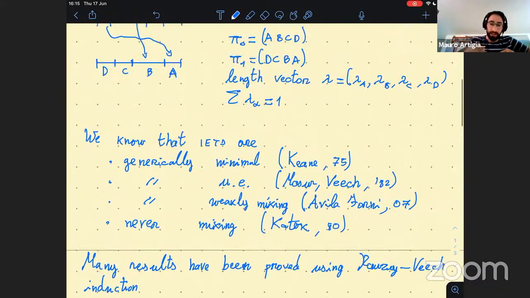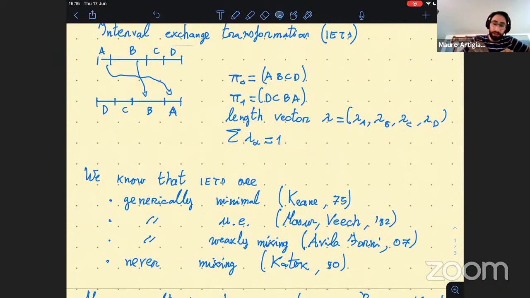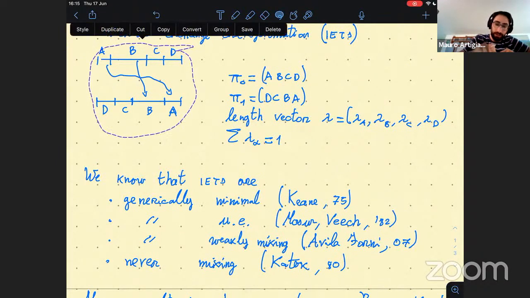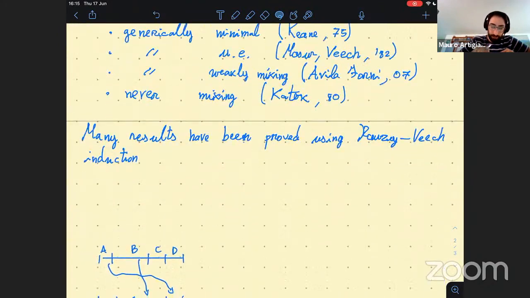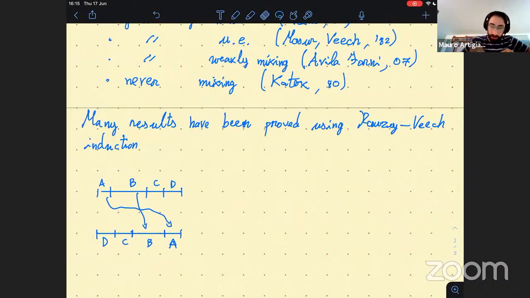So maybe let me spend a minute commenting about it. Let me copy this and give an example. What you do is that you look at the last two intervals. You look at the last interval in the starting configuration, and the last interval after applying the transformation, and you look at which one is longer. In this case they are almost the same, but this interval is a bit longer than this other one.